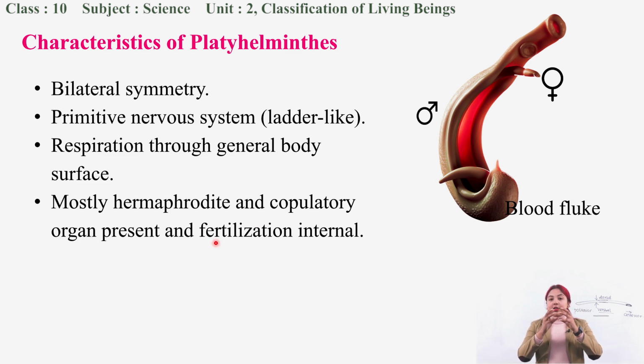Now, if the sperm fertilizes an egg outside the female body, then it is called external fertilization, because fertilization is occurring externally, that is, outside the female body. But if the sperm fertilizes the egg inside the female body, then it is known as internal fertilization. In the case of Platyhelminthes, internal fertilization occurs. So, the sperm fertilizes the egg within the female body.